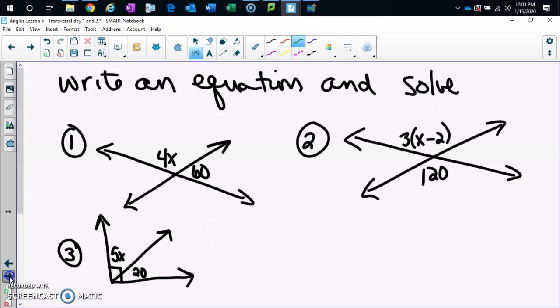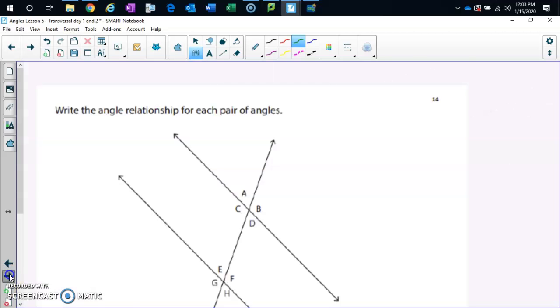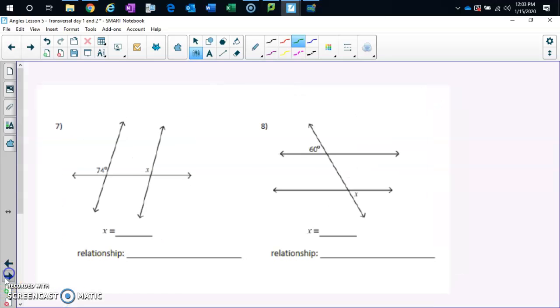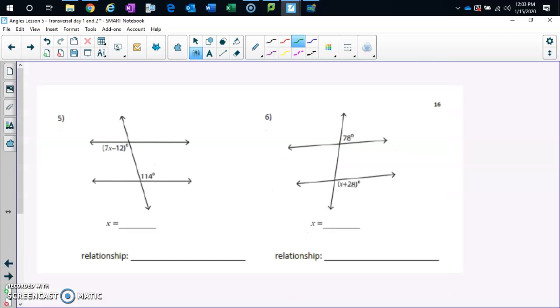Now, you should be on page 16 in your note packet. Is this the paper on the page? Yes. All right. Now, these problems are a little bit more complicated than what we have been doing, but just a smidge. Okay. Take a look at these two angles. This angle right here is 7x minus 12, and this angle is 114.